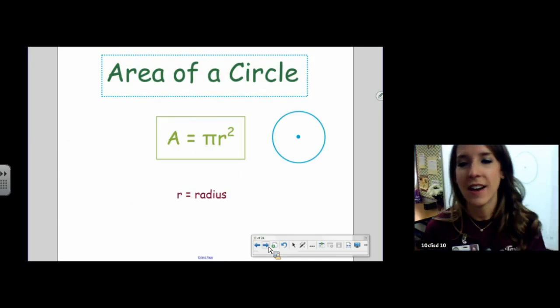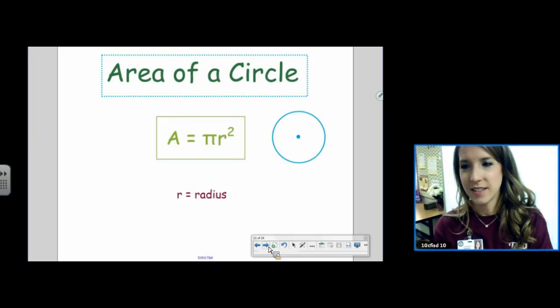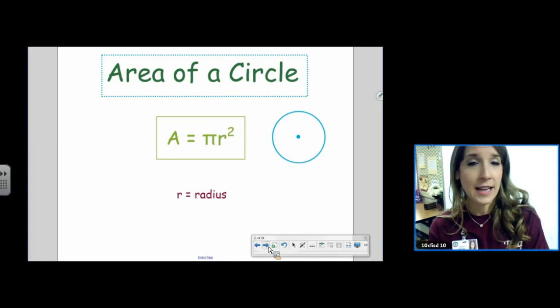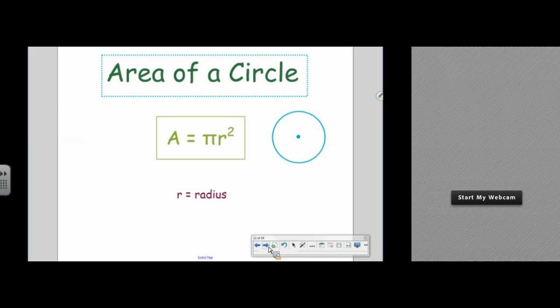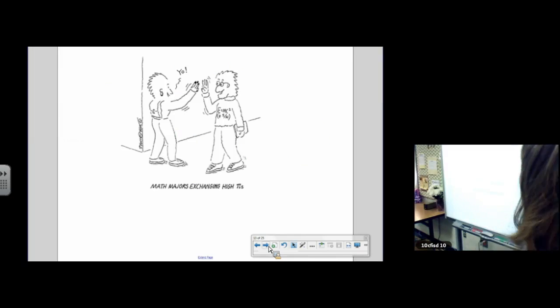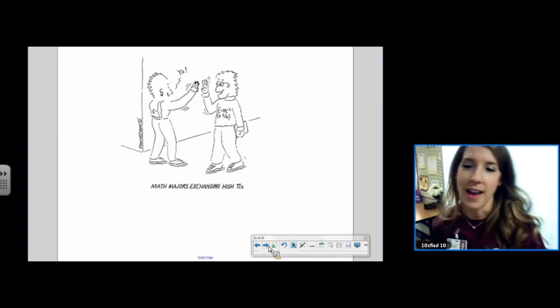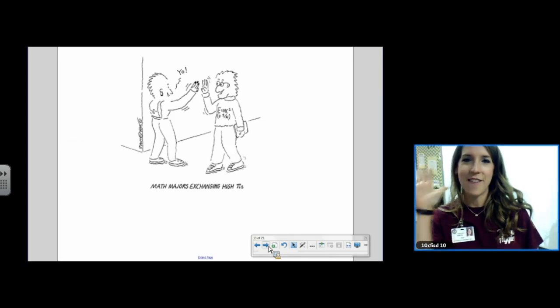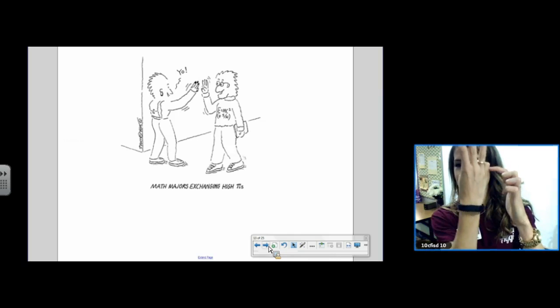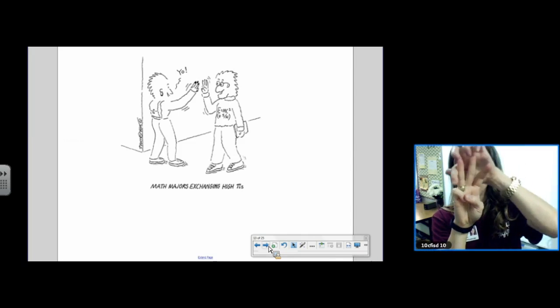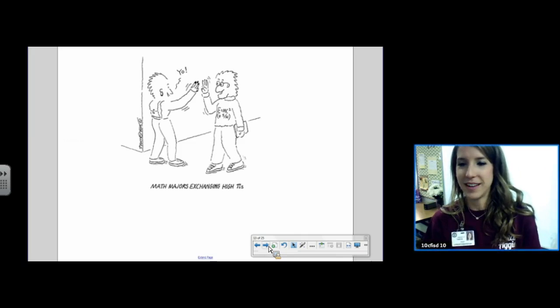Area. The area is pi r squared, pi times the radius squared. You don't want to accidentally use the diameter. Remember, the radius is half of the diameter, so we're going to make sure we use the radius. Math majors exchanging high pies. Haha, get it? Instead of a high five, you give them a high pi, and make sure you put your pinky up a little bit, right? Because pi is 3, but a little bit more, 0.14.